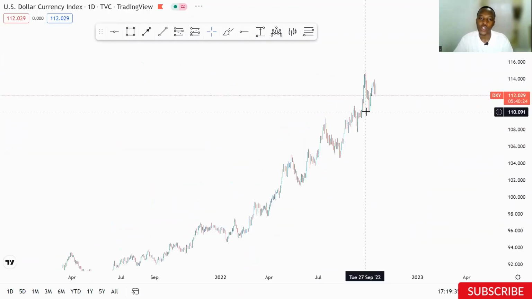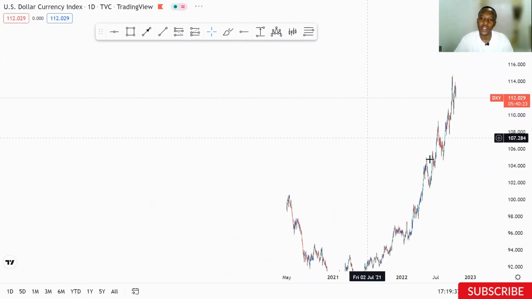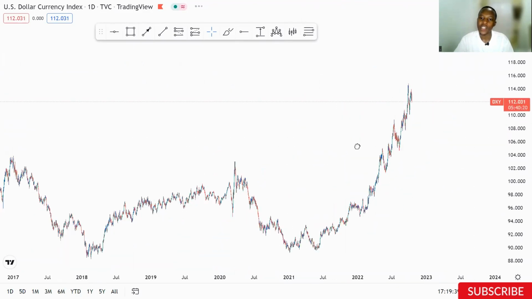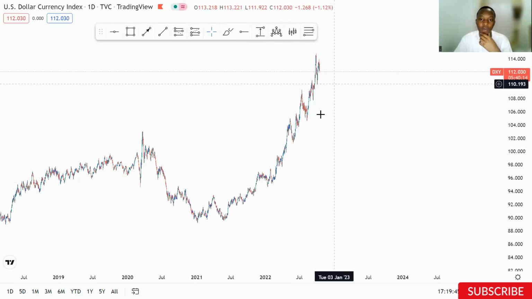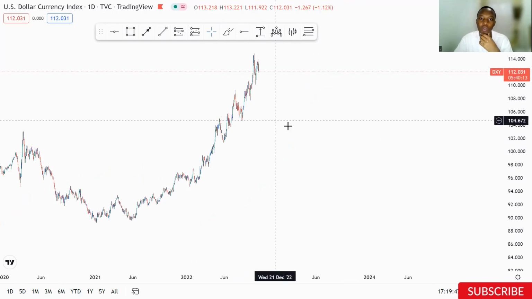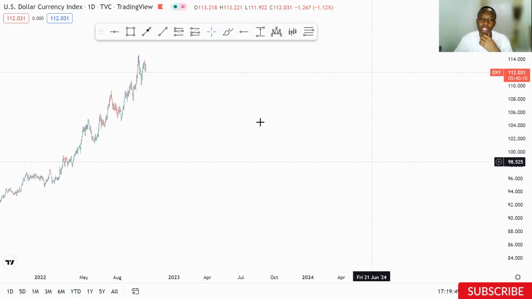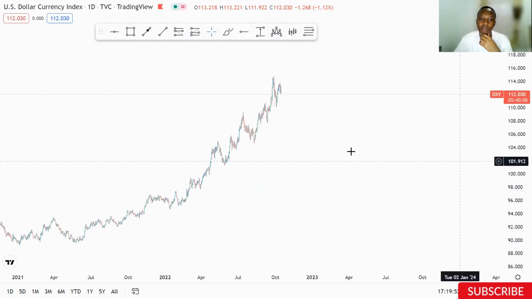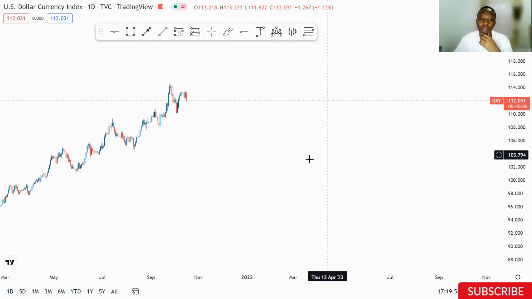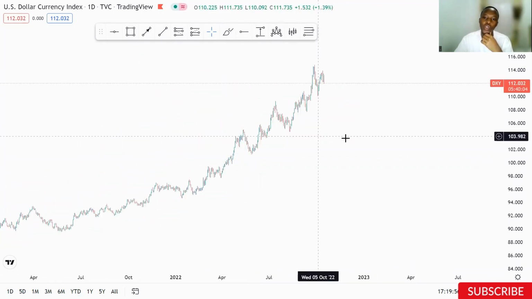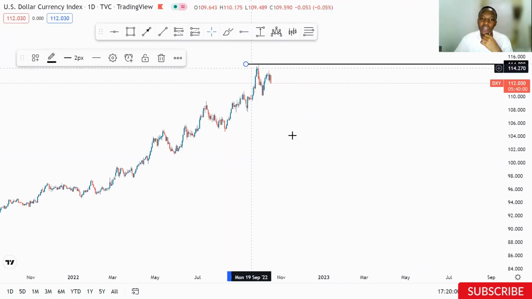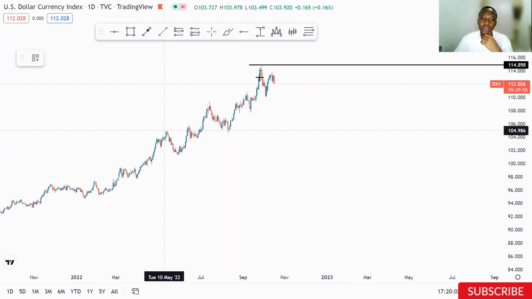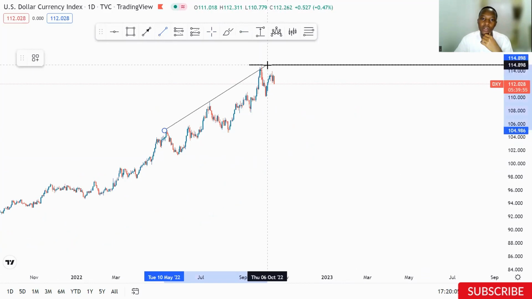All right, guys. So on the DXY, you can see that the market has been trending up. The dollar has been strong since the 24th of May 2021 up until now, right? But let's go to the current price because that is what is important, right? Right, so as you can see, we have this uptrend, which is that being our previous high, and then you have those 3 touches at the top, right?